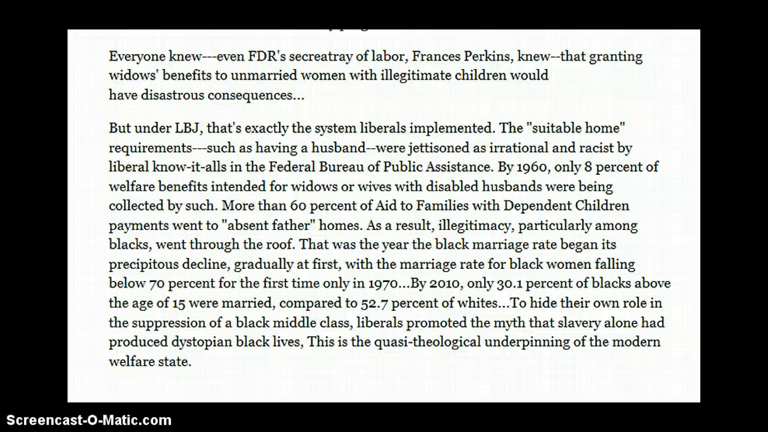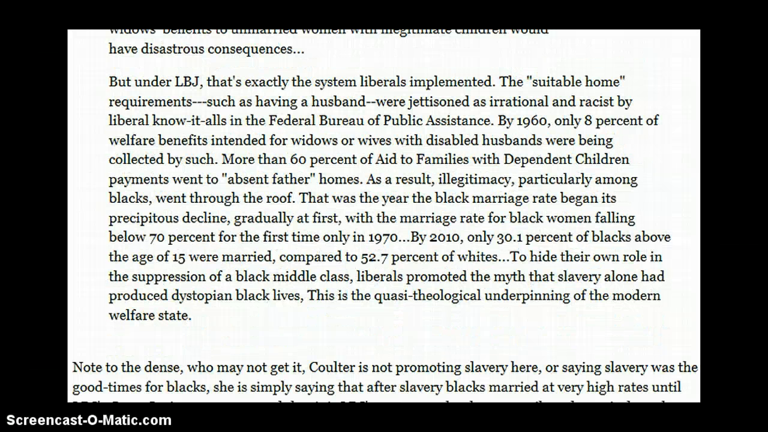By 1960, only 8% of welfare benefits intended for widows or wives with disabled husbands were being collected by such. More than 60% of Aid to Families with Dependent Children payments went to absent father homes. As a result, illegitimacy, particularly among blacks, went through the roof. That was the year the black marriage rate began its precipitous decline, gradually at first, with the marriage rate for black women falling below 70% for the first time only in 1970. By 2010, only 30.1% of blacks above the age of 15 were married, compared to 52.7% of whites. To hide their own role in the suppression of a black middle class, liberals promoted the myth that slavery alone had produced dystopian black lives. This is the quasi-theological underpinning of the modern welfare state.